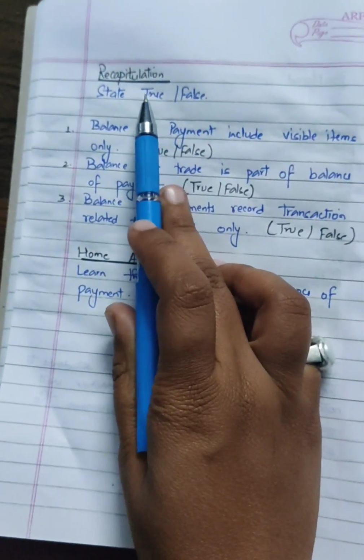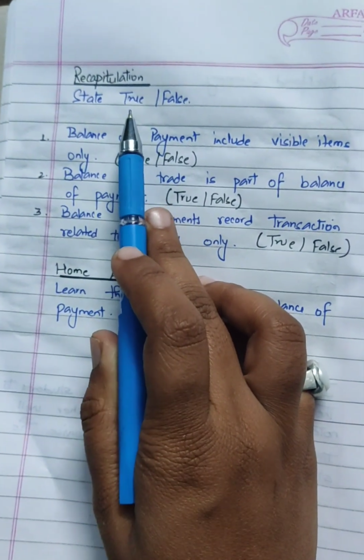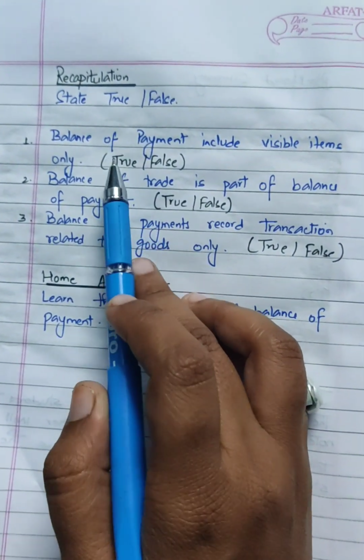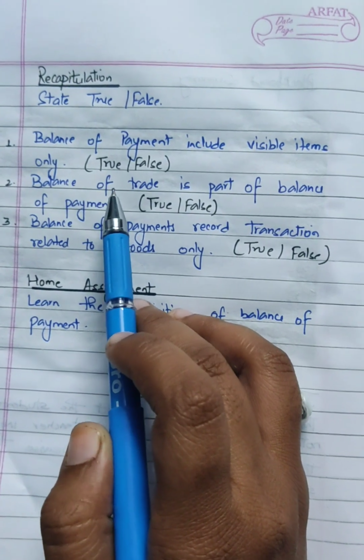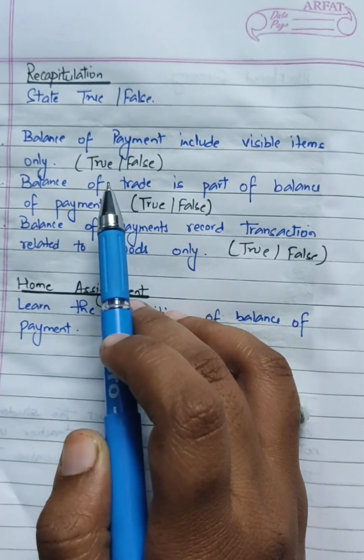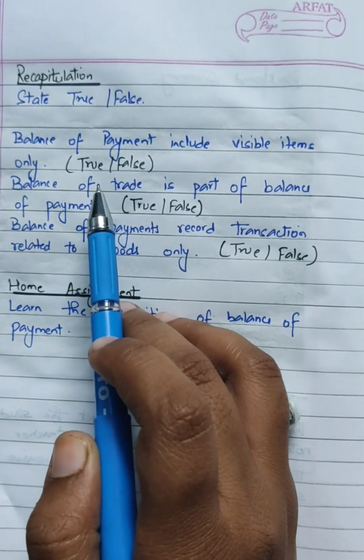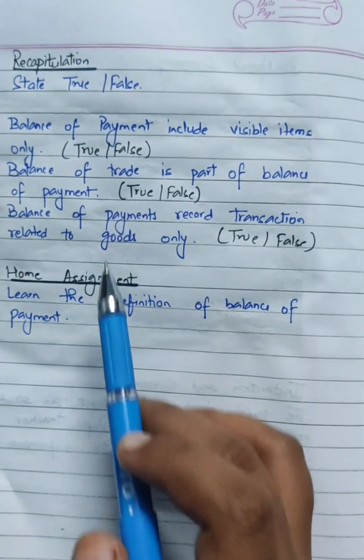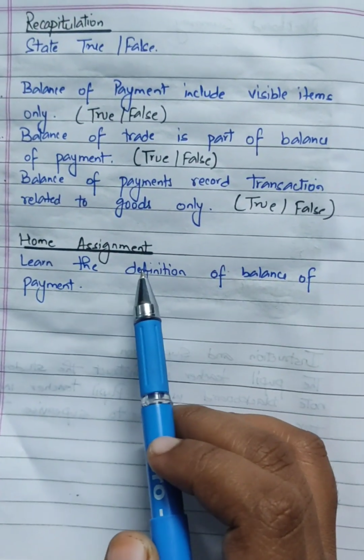Next is recapitulation. Under this, the pupil teacher will do recapitulation of the content they have taught in the class. She will give any exercise such as true or false, match the following, fill in the blanks, etc. Then the pupil teacher will give home assignment.